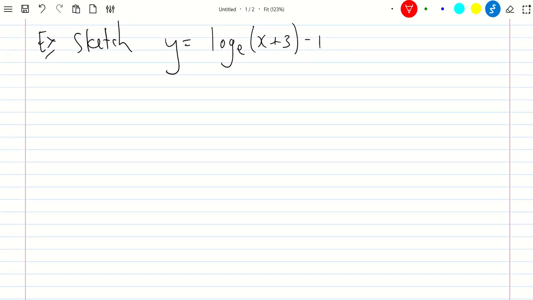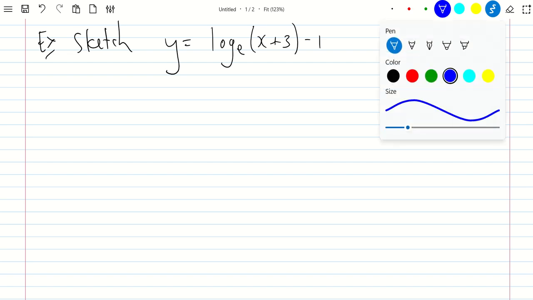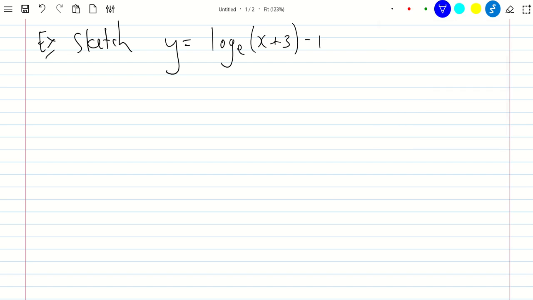Okay, so we've got y equals log_e of (x plus 3), minus 1. So what is this? Firstly, what does this plus 3 do? That plus 3 means it moves to the left. It goes 3 units to the left. And that minus 1, what does that mean? It goes down by 1. Okay, and so that's all we have to do.